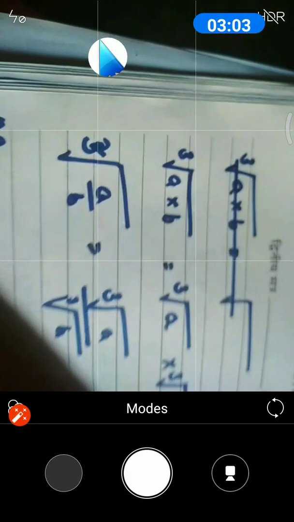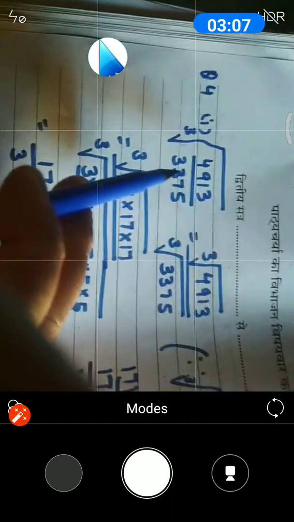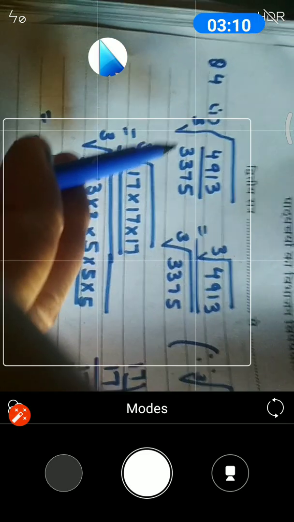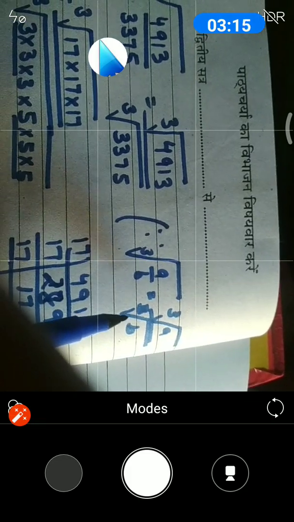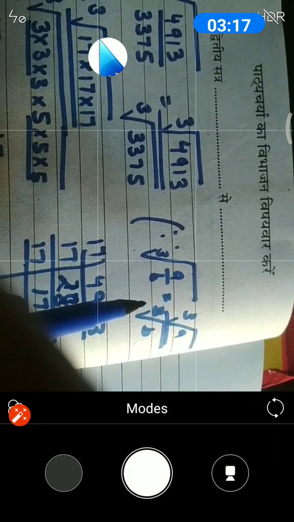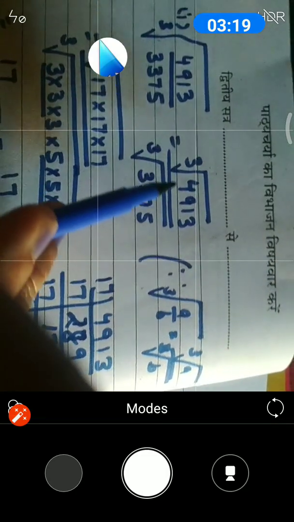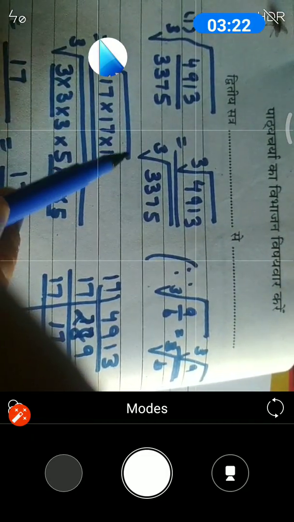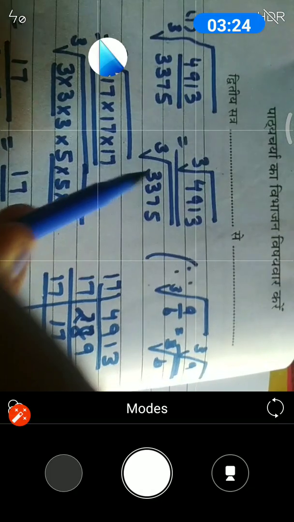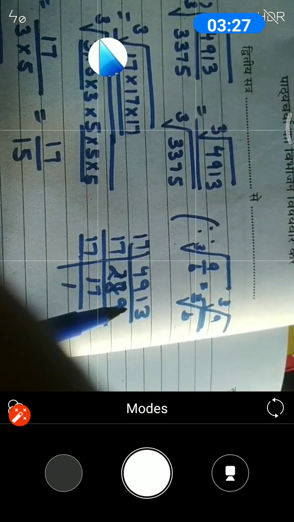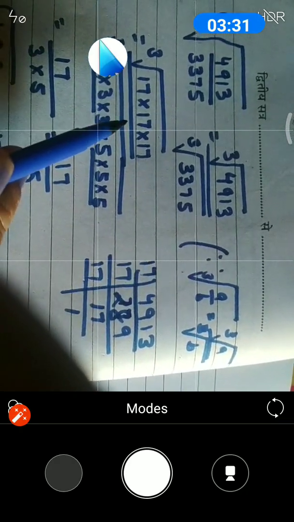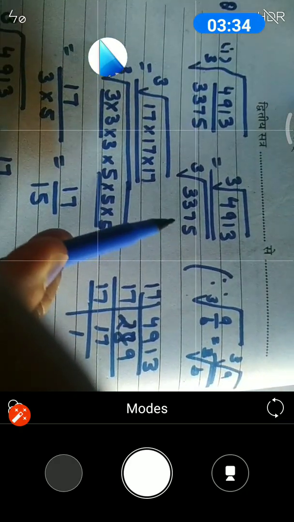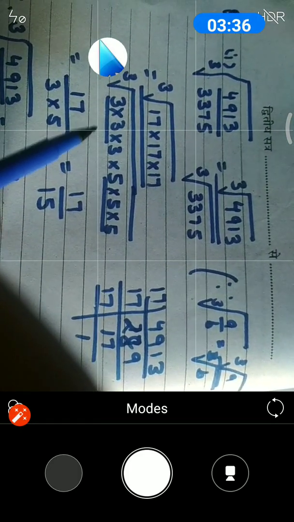Now moving to question number 4. You have to find the cube root of the fraction 4913 upon 3375. So we use the formula that I shared before the start of the video. So 4913 divided by 3375, cube roots. 4913 has the cube root of 17. So we write 17 cube root, and for 3375 we write 3 into 3 into 5.